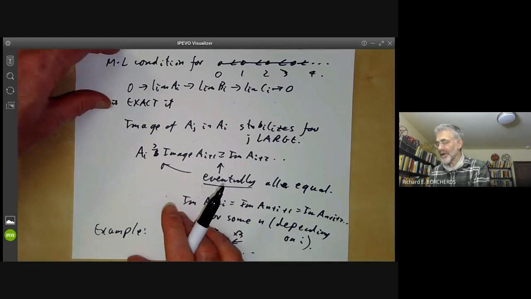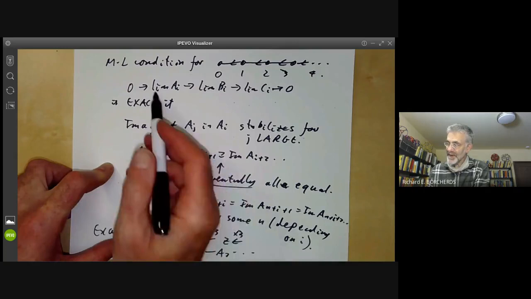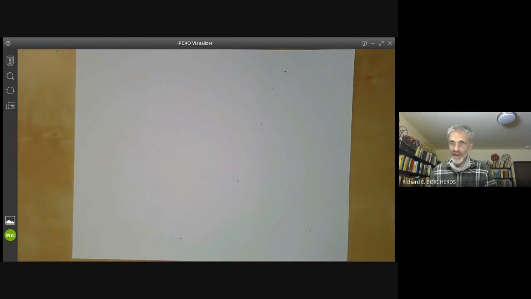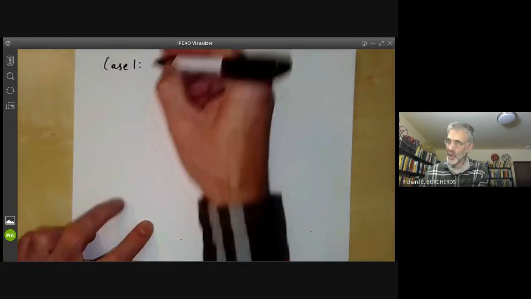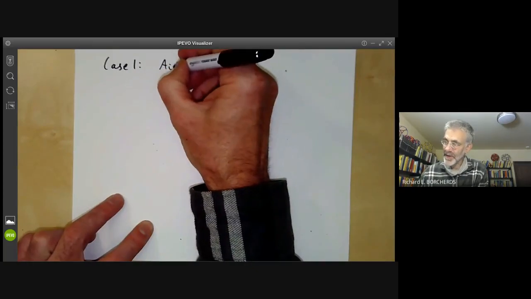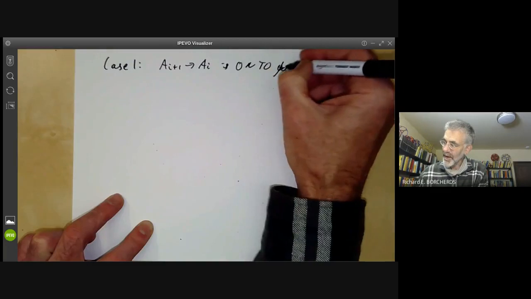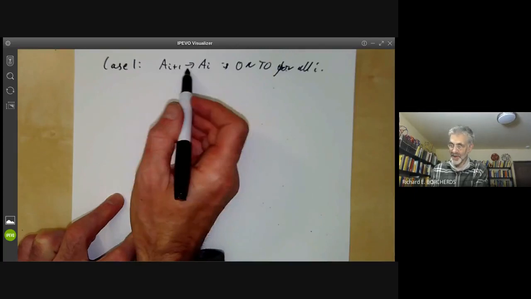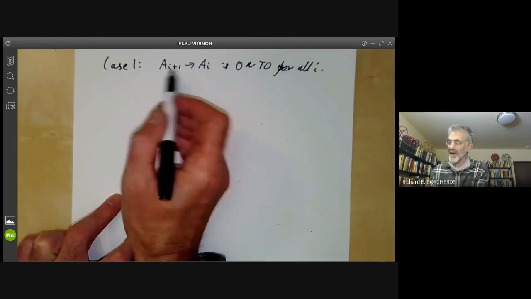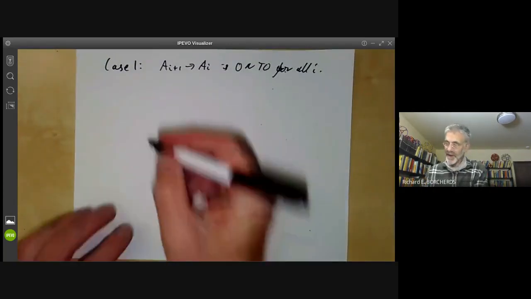Well, proving that if Mittag-Leffler's condition holds, then the limits are exact is a bit tricky to do directly. What we're going to do is do it in three stages. So let's do, first of all, case one. Case one is when A_{i+1} goes to A_i is onto for all i. So if this condition is satisfied, then the Mittag-Leffler condition is trivially satisfied, because the image of any A_j in A_i is just A_i. So let's look at what's happening.